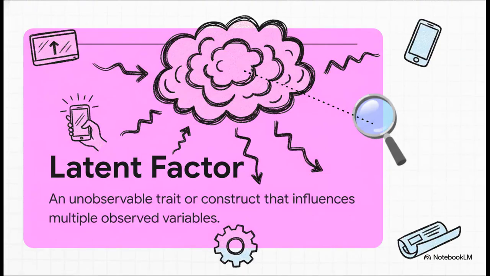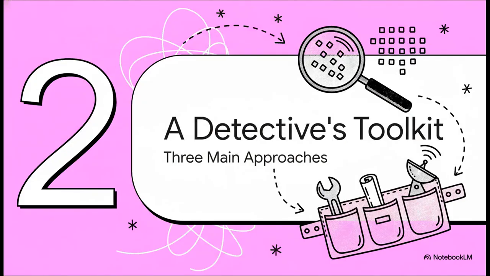The secret ingredient here is something called a latent factor. This is really the core concept. Think of it as an invisible trait, like design, that you can't measure with a ruler, but you can absolutely see its influence on things you can measure, like how bright the screen is, or just how good the phone feels in your hand.